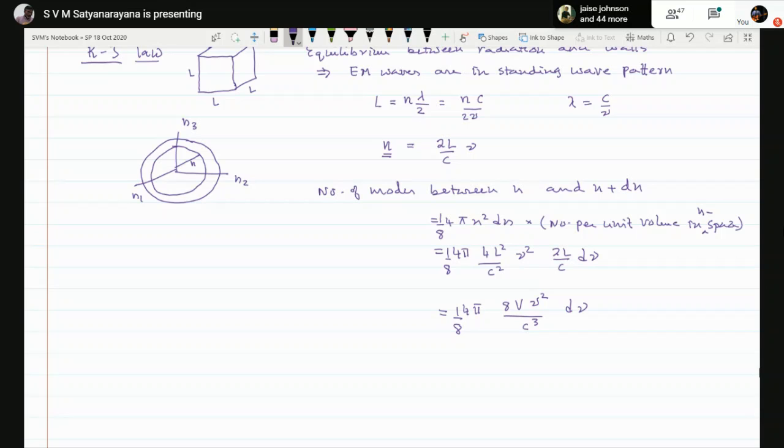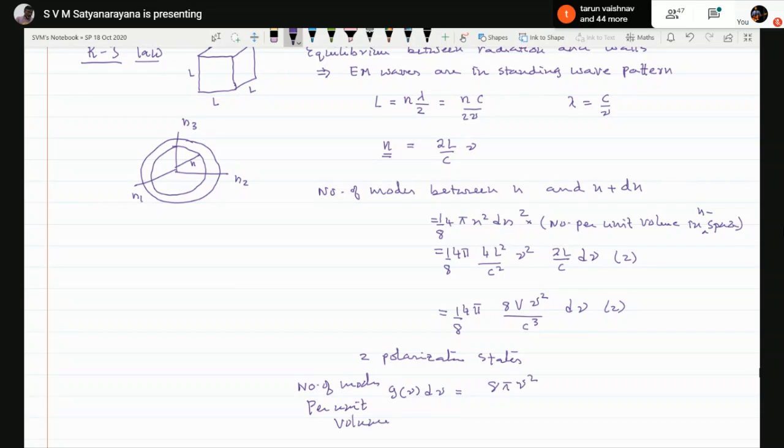But then you also take into account the two polarization states for each standing wave. That will have a multiplication of 2, and so there is another 2 sitting here. So this 2 and 2 will cancel away, and finally the number of modes, which you can call some g mu d mu, can be written as 8 pi. If you define this as the number of modes per unit volume, that is what is interesting in energy density. So that is simply 8 pi mu square by c.